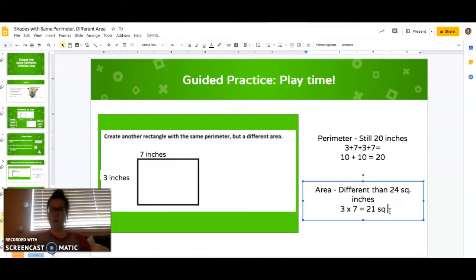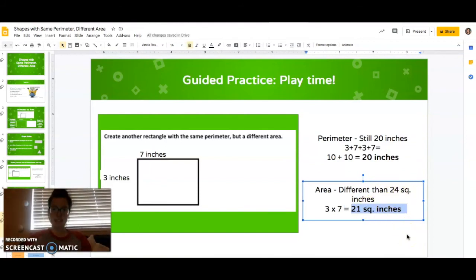21 square inches. So, is my perimeter still 20 inches? Yes. Oops, I forgot to label. Is my area different than 24 square inches? Yes, it is. So now I've created another rectangle with the same perimeter, but a different area. And I kept the shape rules in mind, right? I made sure that the top and bottom were equal because they were opposites, and I made sure the left and right were equal as well.